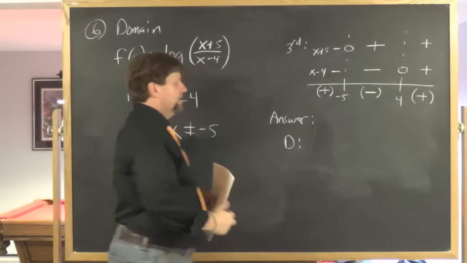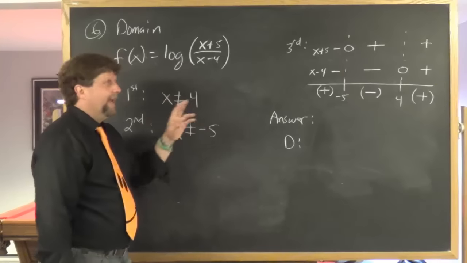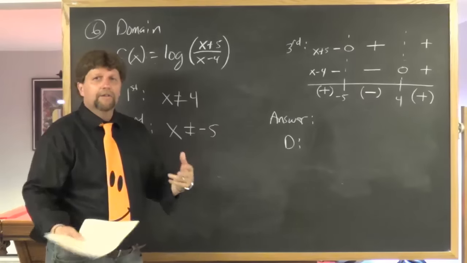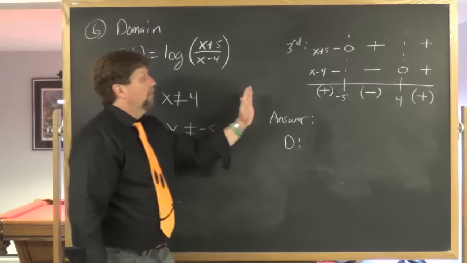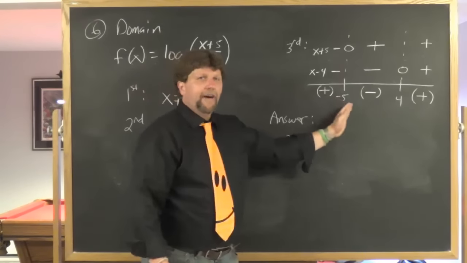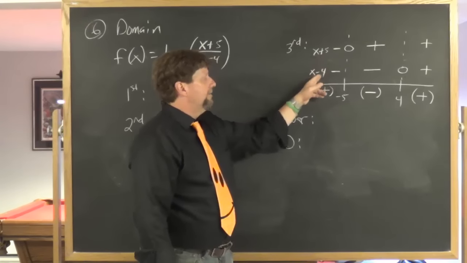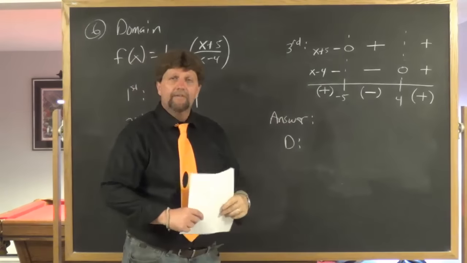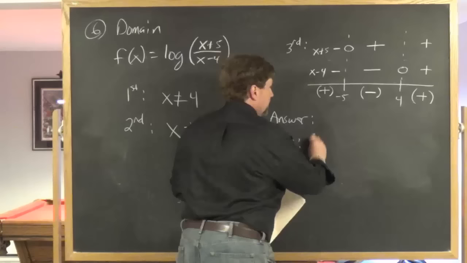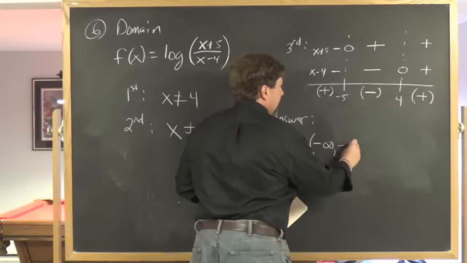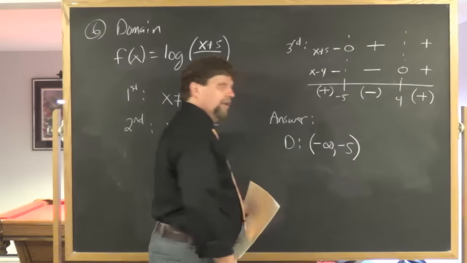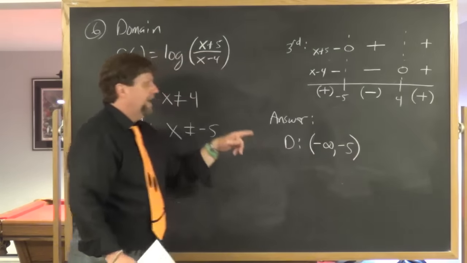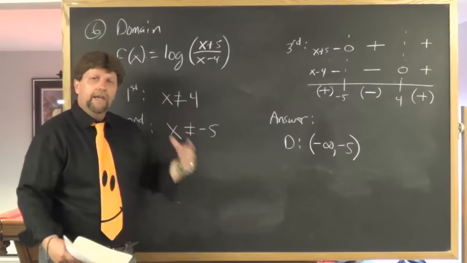The domain is, remember, you can't take the log of a negative number, but you can't take the log of 0. Well, on the interval negative infinity to negative 5, x plus 5 over x minus 4 would be positive. We can take the log of a positive number. So negative infinity to negative 5, that's part of the domain. Parenthesis around negative 5 because negative 5 would make this 0. You can't take the log of 0.